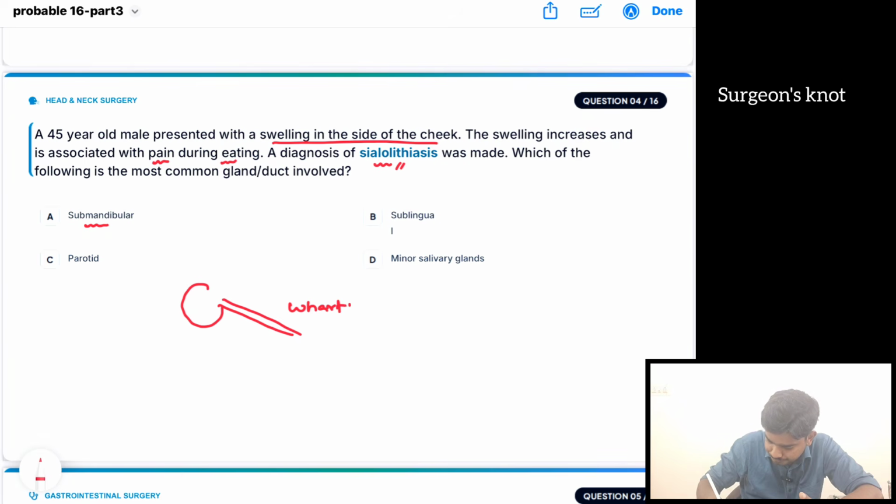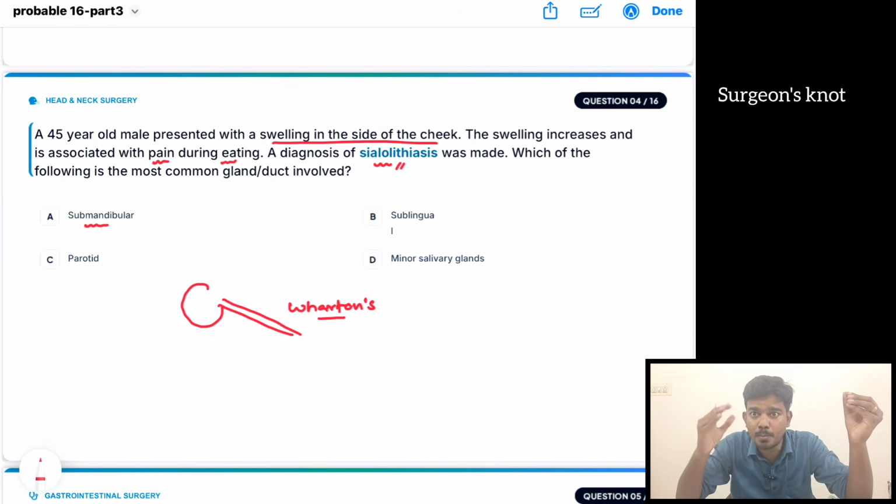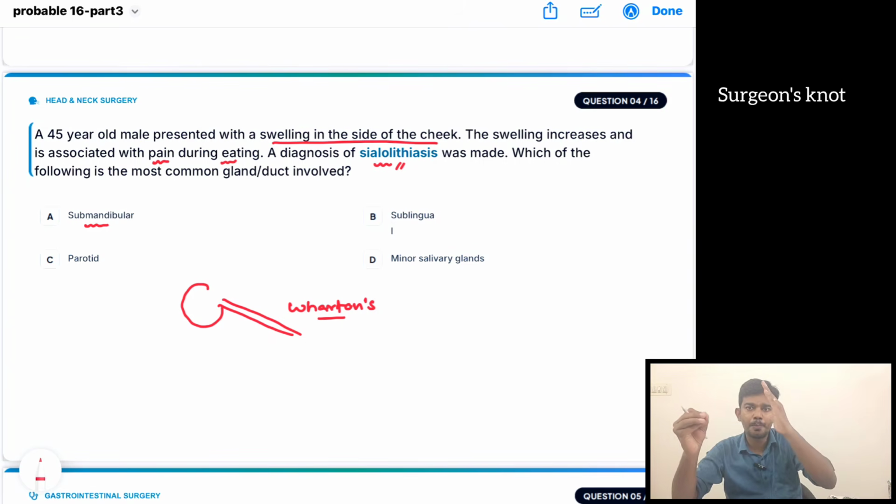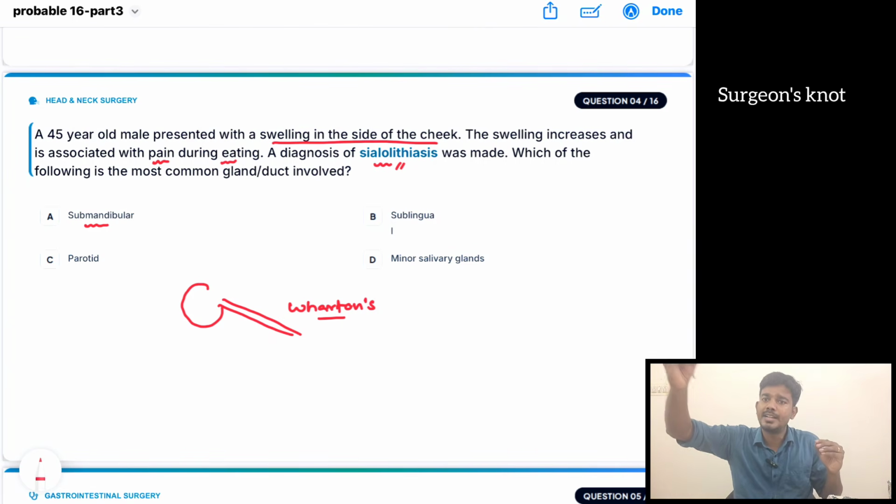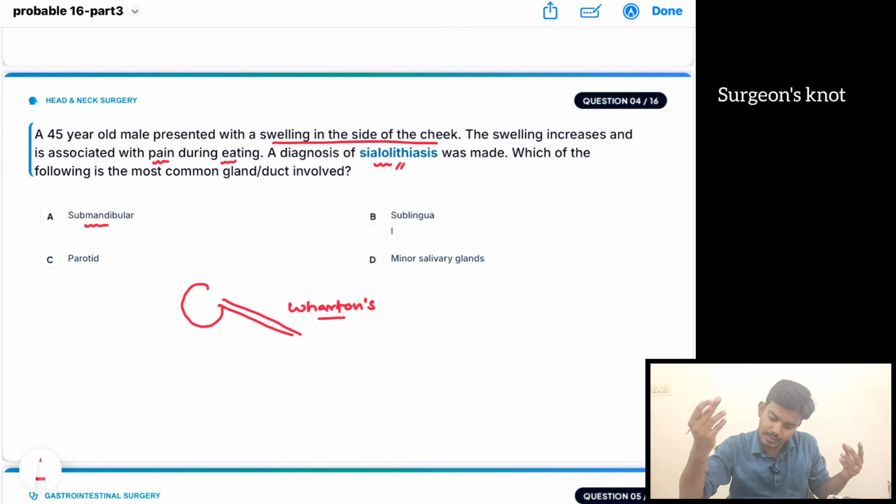Wharton's duct. This Wharton's duct goes in an ascending direction. Okay, it goes against gravity. Also, the secretions inside are more viscous, more thick. When it is thick and has to go upward against gravity, if any stagnation happens, that can lead to stone formation. So this sialolithiasis most commonly occurs in the submandibular gland.